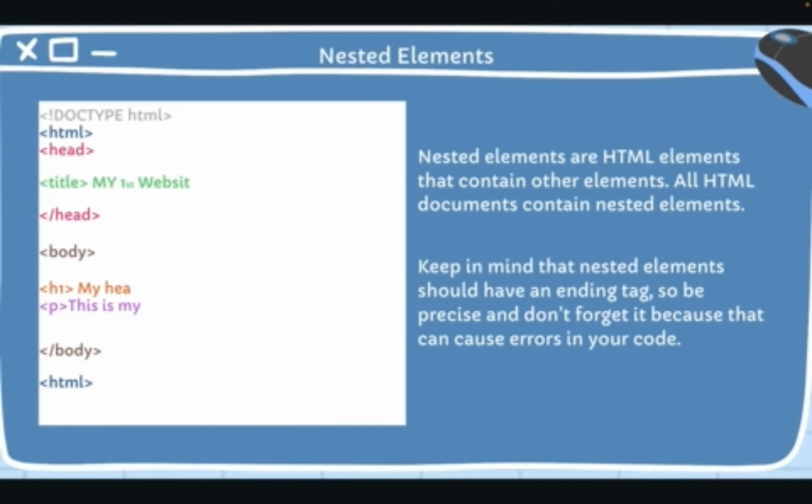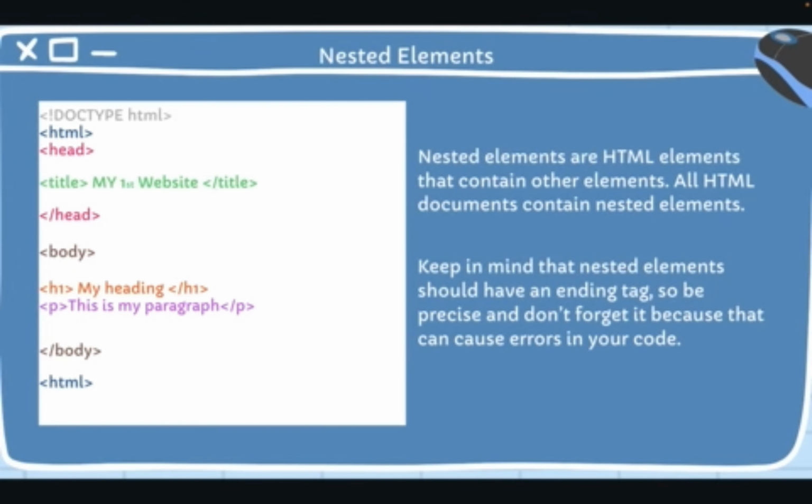Now that we know what empty elements are, what about nested elements? Nested elements are HTML elements that contain other elements. All HTML documents contain nested elements. Some examples of nested elements are the HTML element, body, head, paragraph, and much more. For example, there are many elements inside of the body element, like H1 and paragraph. This is what makes the body a nested element. Keep in mind that nested elements should have an ending tag, so be precise and do not forget it because this can cause errors in your code.